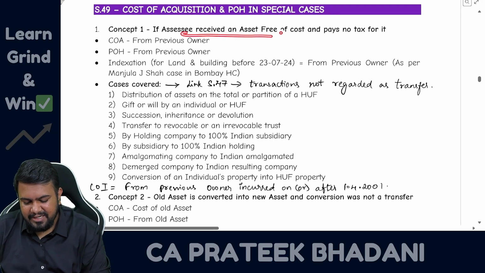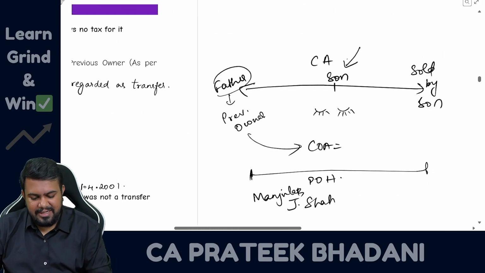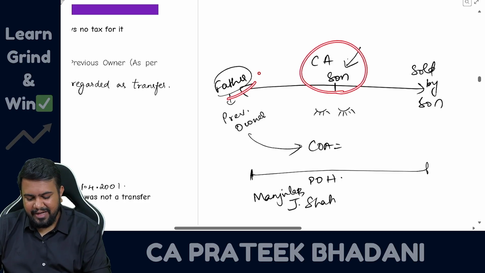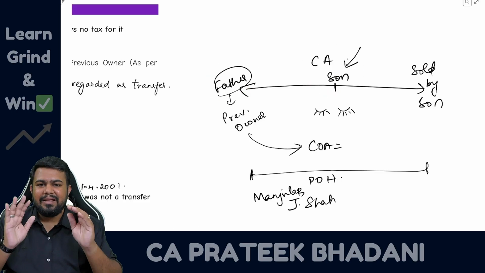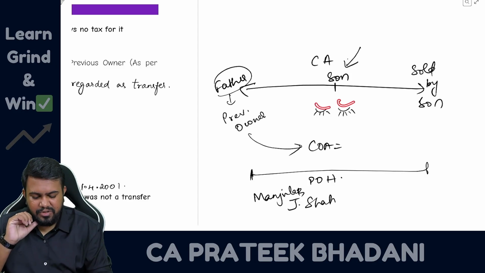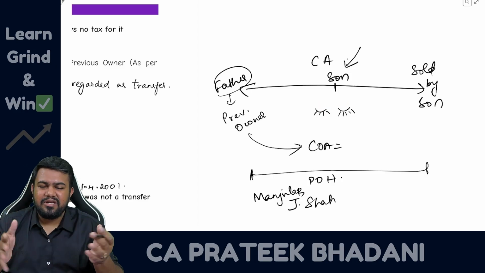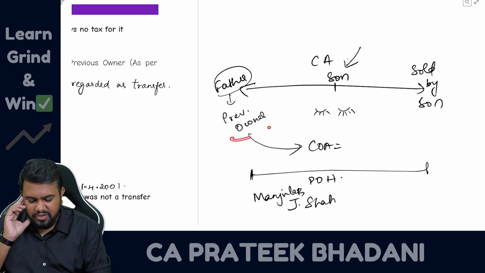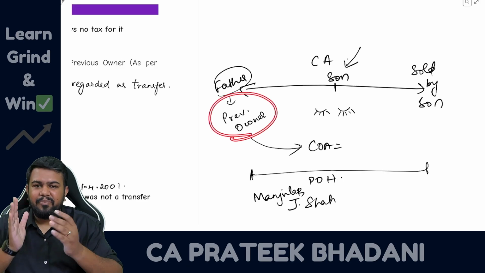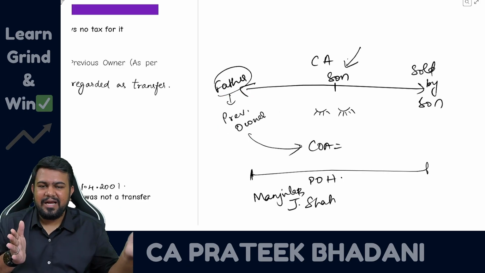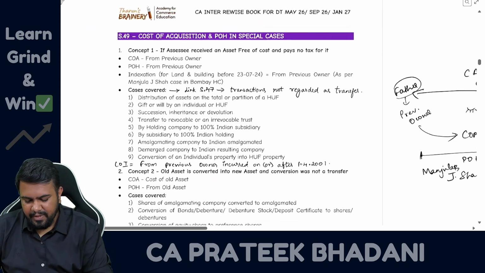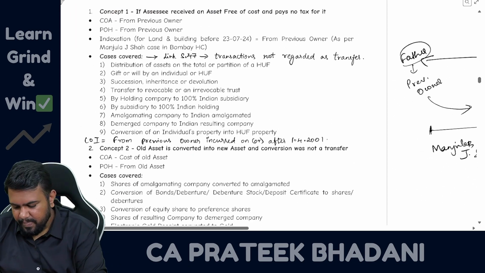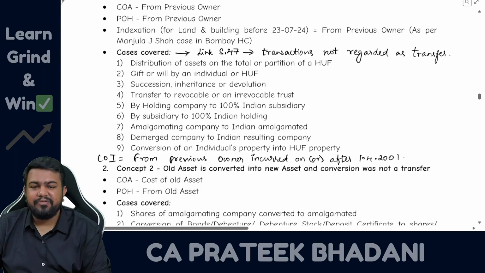So what did I say? If the asset is received free of cost, so here the son is receiving free of cost and the father does not pay and the son does not pay any tax. Okay, in that case the Income Tax Act will close its eyes. It is considered as a transaction not regarded as transfer. That is why you should take the previous owner cost. From the previous owner itself the period of holding will start. From the previous owner itself indexation also will start. Okay. Now, in what all cases this concept will apply, let me tell you.